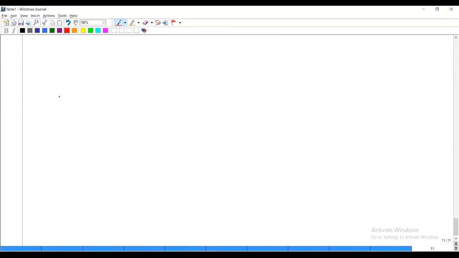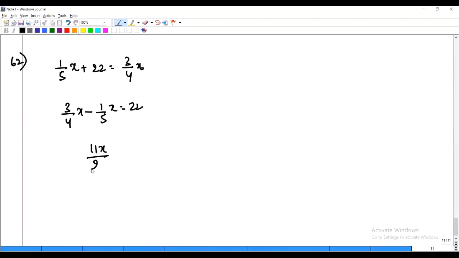62. The fuel tank indicator in a car shows 1/5 of the fuel. If you put 22 liters in that, it goes to 3/4. I would say 3/4 minus 1/5 is equal to 22. 15 minus 4, 11x by 20 is equal to 22. I would say it is x is equal to 40 liters.